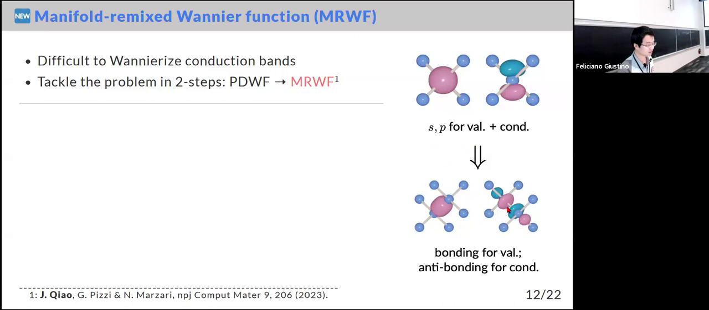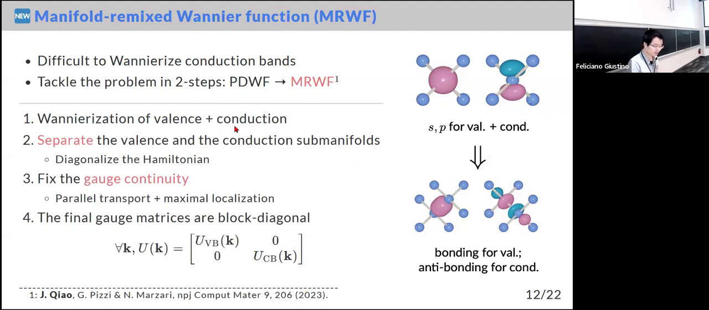Why I'm saying this is anti-bonding, because if you look at the Wannier function here, there's actually a nodal plane. Besides this nodal plane, the phase of the Wannier function on one side is plus, and on the other side is minus. So they have this nodal structure, which is characteristic of anti-bonding orbitals, whereas for bonding, they are localized at the bond center.